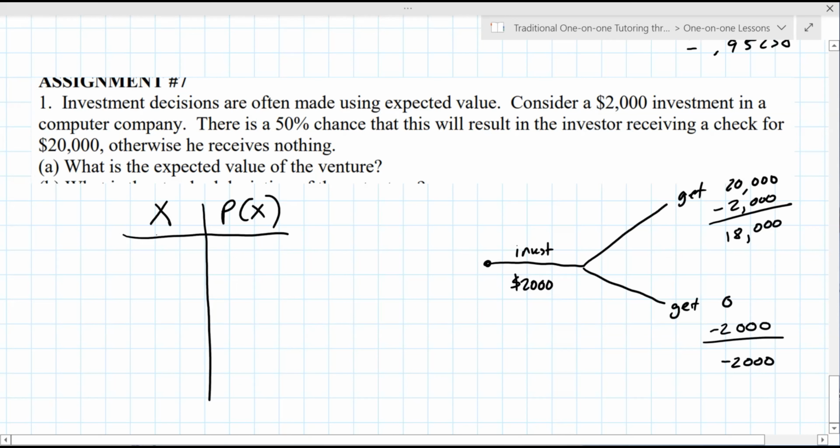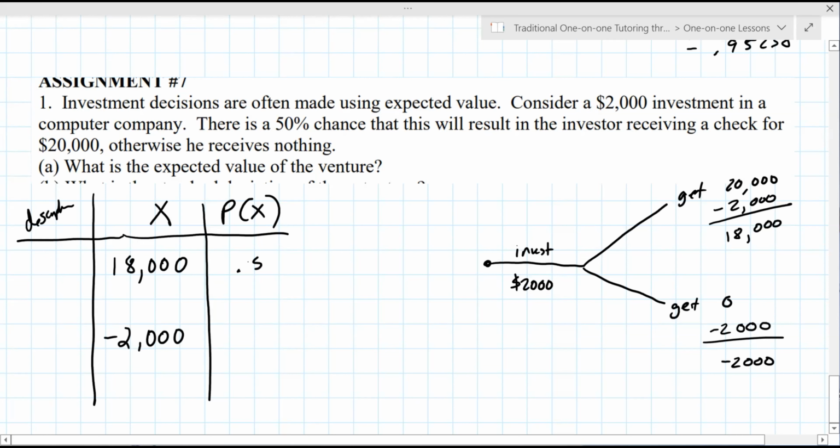So these are the two events. The two events are you either gain 18,000 or you lose 2,000. And if you need to, you can come off to the left here and give a description of what they are so that you know. And this is unrealistic. There's no way you would get a 50% chance, but that's the probability of each event.